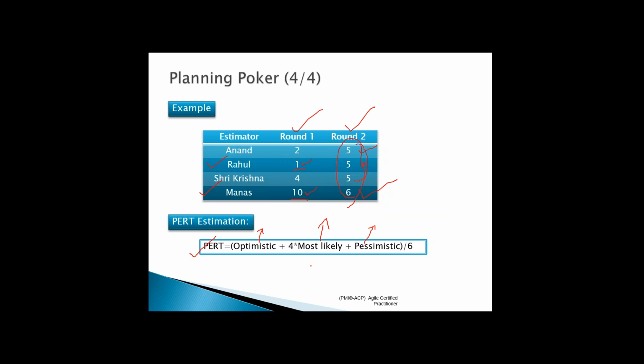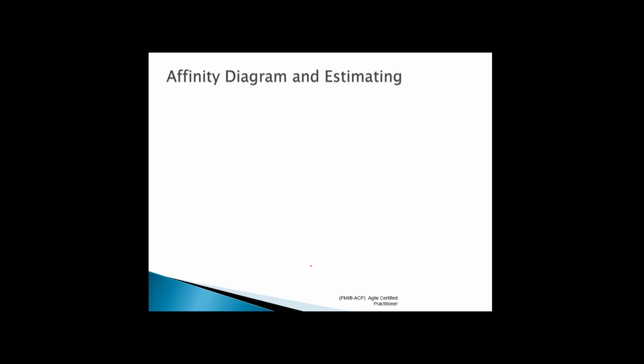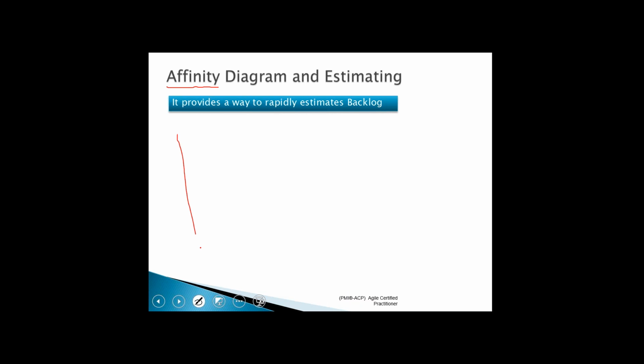And the next thing is affinity diagram and estimating. Affinity, by definition, means friendship, closeness, togetherness, right? Suppose you're planning to invite your people for your wedding. Suppose you're getting married again because you're not satisfied with your dissatisfaction.